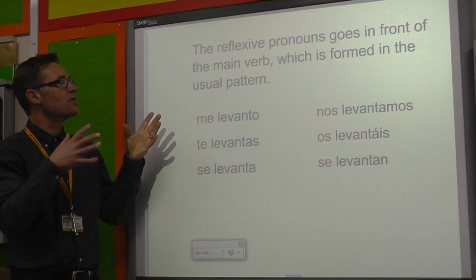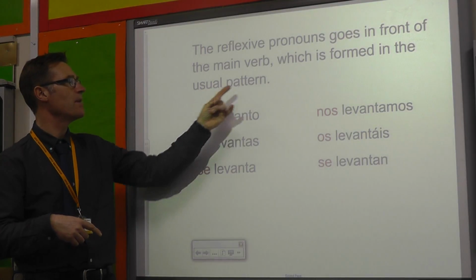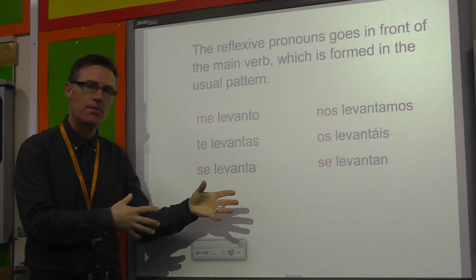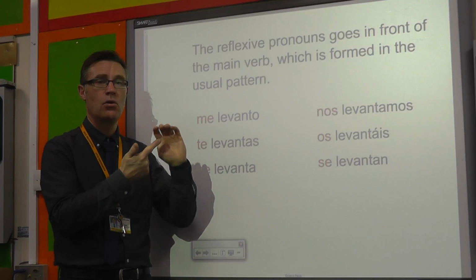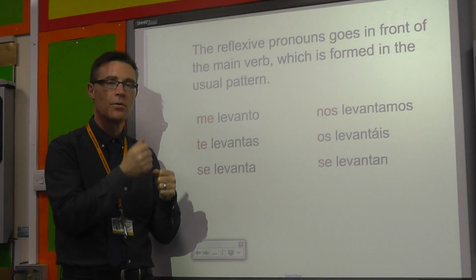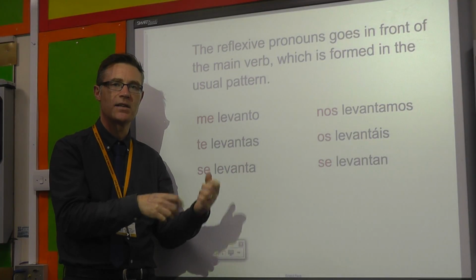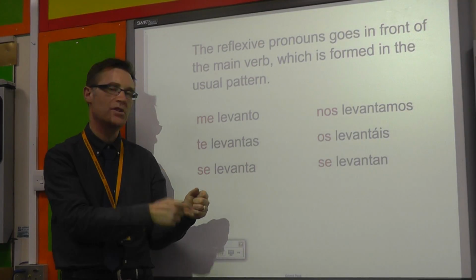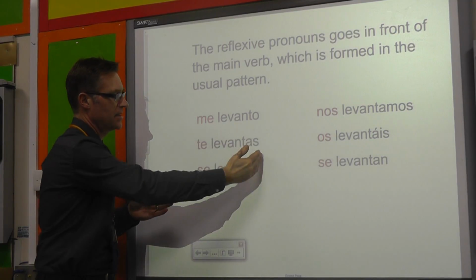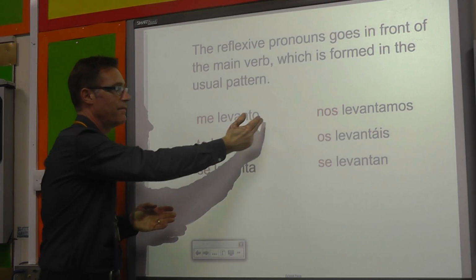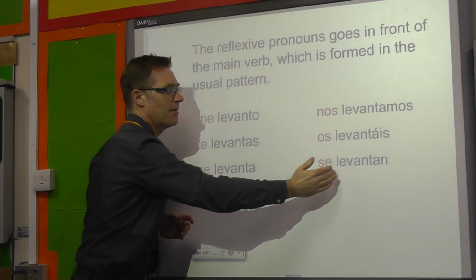The reflexive pronouns go in front of the main verb, which is formed in the usual pattern. And what I mean by the usual pattern there, if you've seen my previous videos, you'll know that if we're talking about the present time frame or the past time frame, it's always the question, is it AR, IR, ER, and then we're looking at taking something away, getting our root, and adding to the root. Okay, so these endings, here we are, present simple, haven't changed. We've got levanto, levantas, levanta, levantamos, levantáis, levantan.